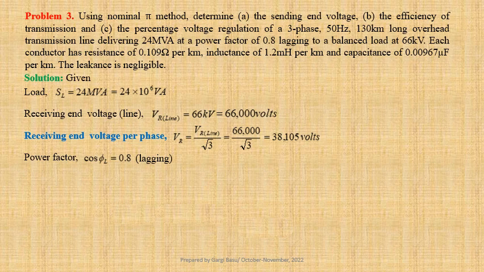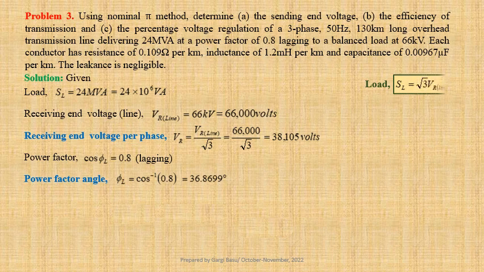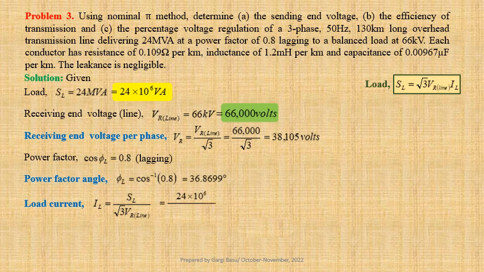Let us now calculate power factor angle. Phi L equals cos inverse 0.8, that is equal to 36.8699 degree. Expression for load SL equals root 3 times VR line into IL. Therefore, load current IL equals SL divided by root 3 times VR line. Using values we get 24 into 10 to the power 6 divided by root 3 into 66,000. That gives us 210 ampere.